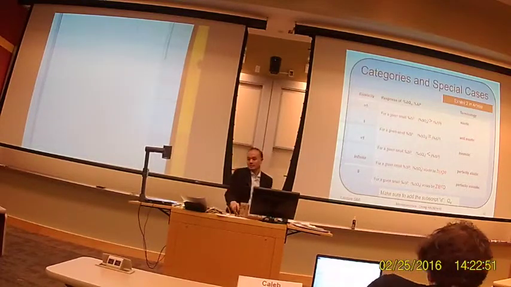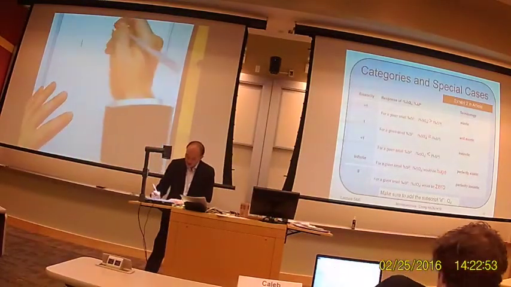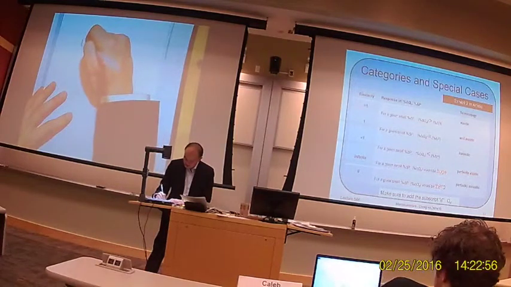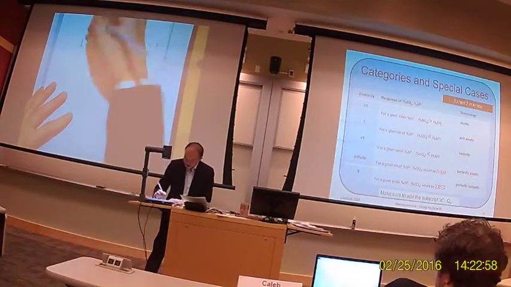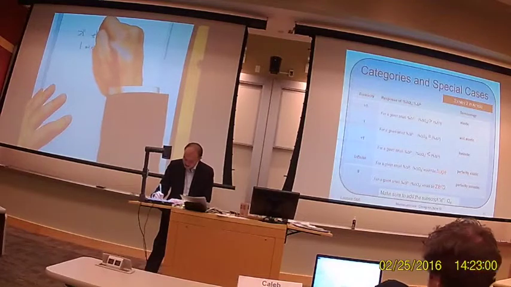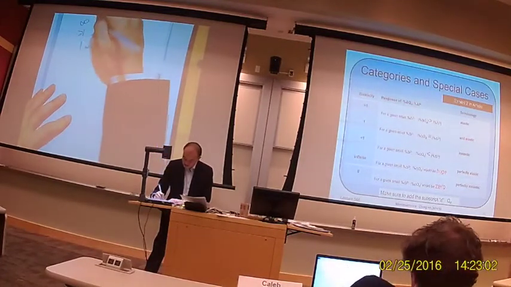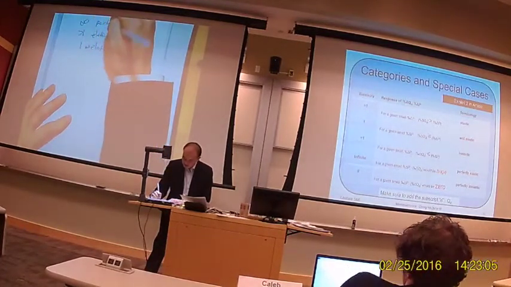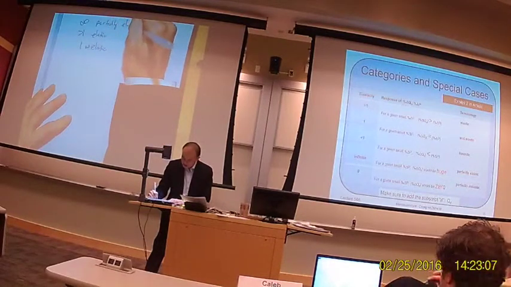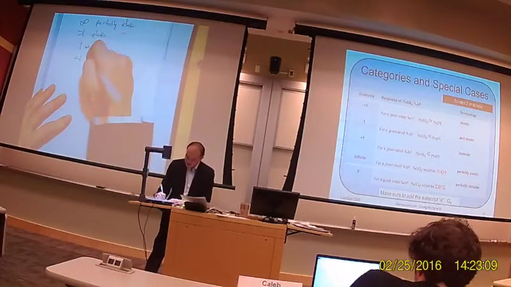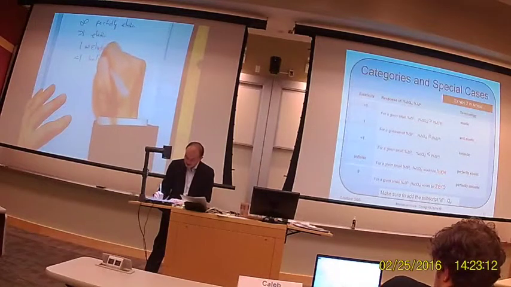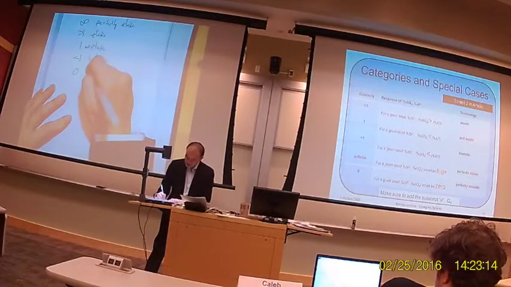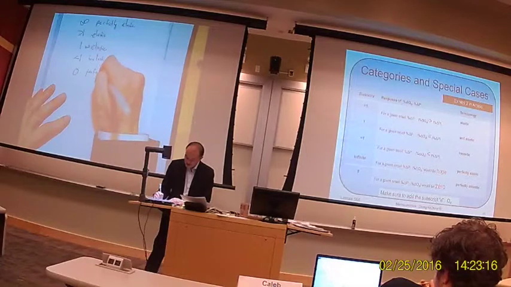Anything more elastic than unit elastic, we call elastic, and anything less elastic than that, we call it inelastic. So if you want it in a graphical form, 1 is unit elastic. Anything greater than 1 is elastic. And then infinity is perfectly elastic. And then less than 1 is inelastic. And 0 is perfectly inelastic.